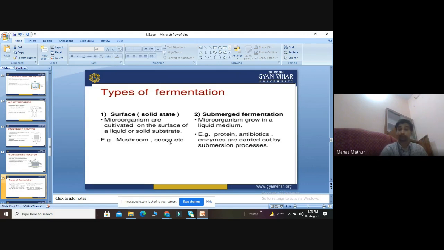So microorganisms grow in the liquid medium in the submerged state. Examples are proteins, antibiotics, and enzymes, which are carried out by the submersion process. So the names are surface fermentation and submerged fermentation.